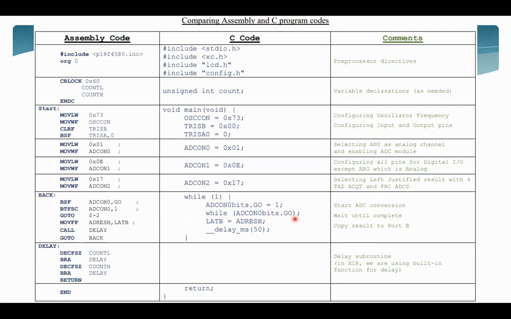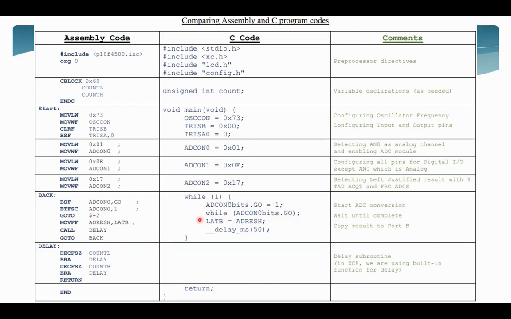So it is only a condition check. It keeps on checking this go bit. As long as this go bit is 1, it keeps on executing this while loop. Once this go becomes 0, this condition becomes false and it exits the loop.